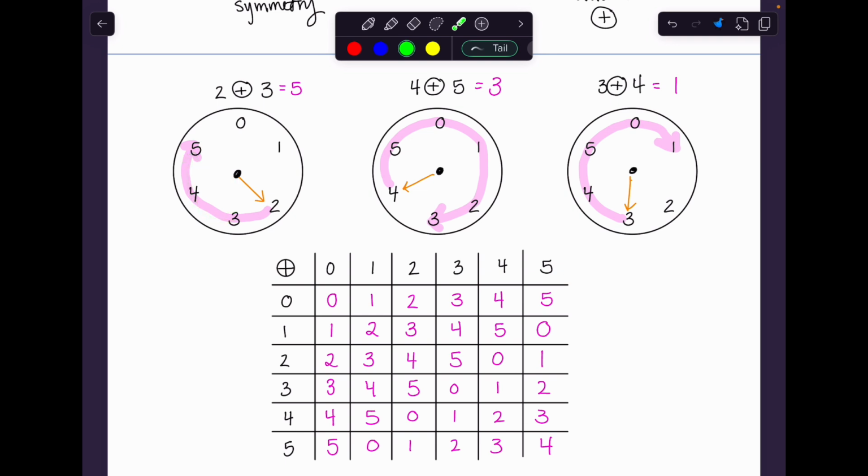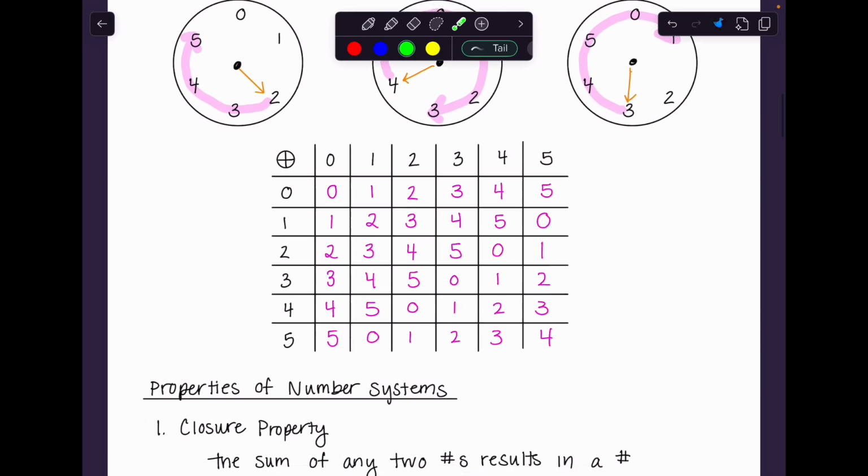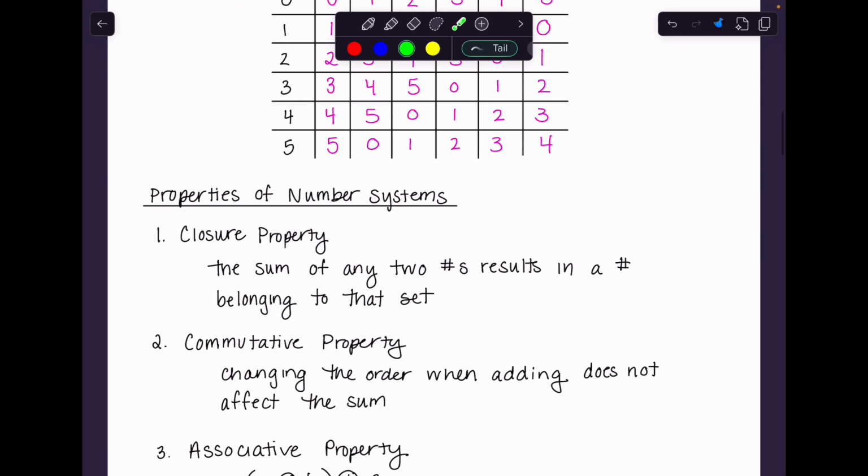So these are actually some properties that we're going to go over, but there's symmetry. If I do 2 plus 3, it lands me at 5. But also if I do 3 plus 2, it lands me at 5. So you get a lot of different symmetry within here. When we have new systems like this, we really have a bunch of different properties that come into play, and we're going to go over those different properties here.